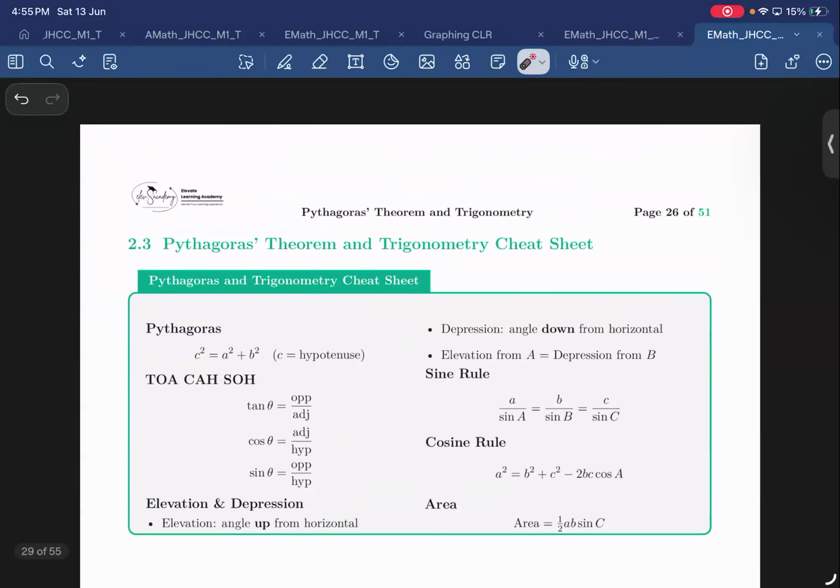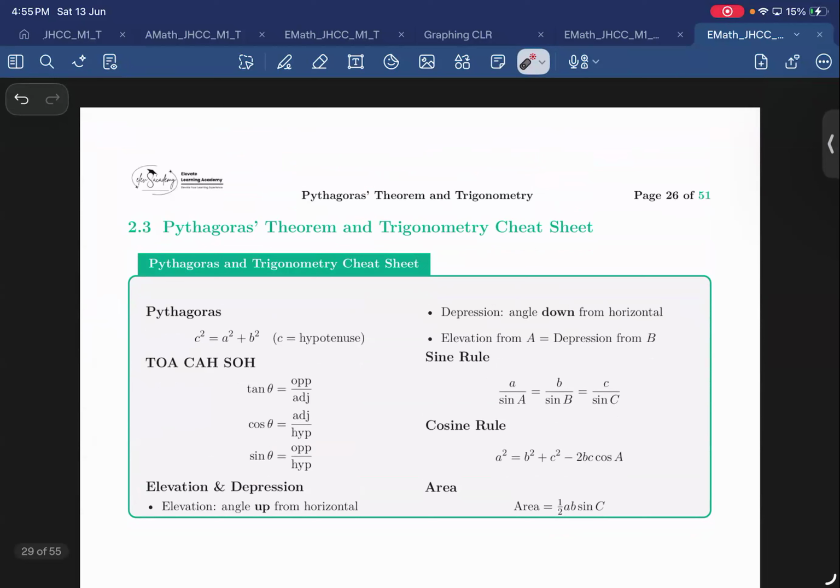Okay, so this is what we covered for this. Pythagoras theorem, then the three trigo ratios, angle of elevation and depression. And then how the angle of elevation from A is the angle of depression from B. And sine rule, cosine rule, when to use it and how to use it. And lastly, the area of a triangle that does not have to be right angled.